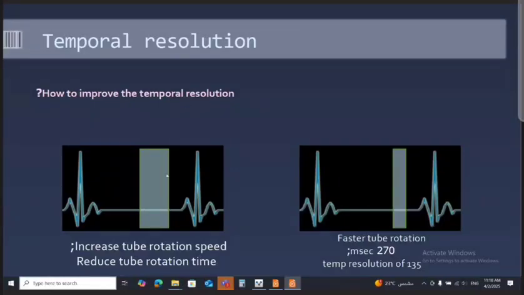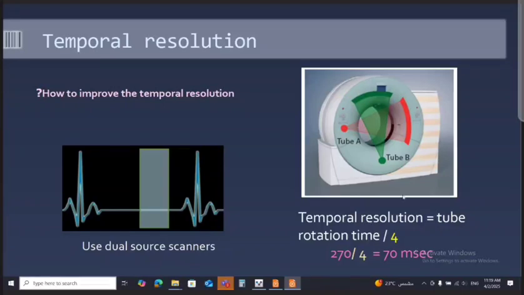How to improve the temporal resolution? To reduce the time of acquisition, we have to either speed up the tube rotation time, and the fastest tube rotation time now available is 270 milliseconds, and the temporal resolution is 135 milliseconds. The other option is to have dual source CT scanners, because in the dual source we need to irradiate 1/4 of the cycle, not half of the cycle.